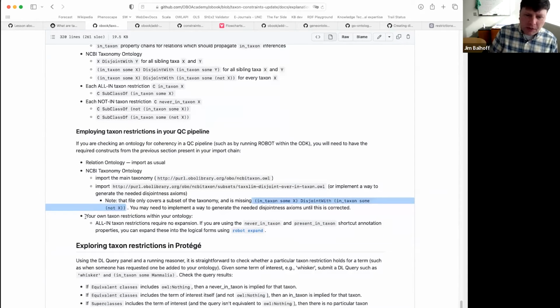And then you have your own taxon restrictions within your ontology. And so you're all in, and you don't require any expansion. And then if you're using the shortcut annotation properties, one thing you could do is use the robot expand command to generate those logical forms before you check for unsatisfiable classes.